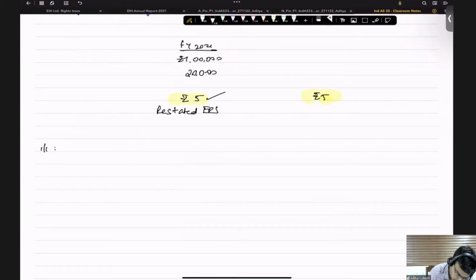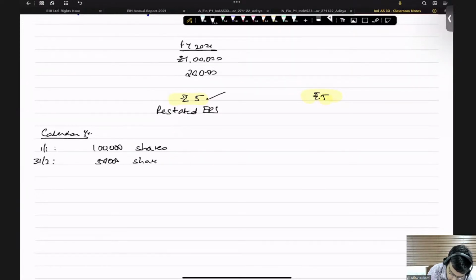First Jan, 1 lakh shares. Okay. We take a calendar year example. Calendar year. 1 lakh shares. 31st March, 50,000 shares. 30th June, bonus shares 1:1. Okay.